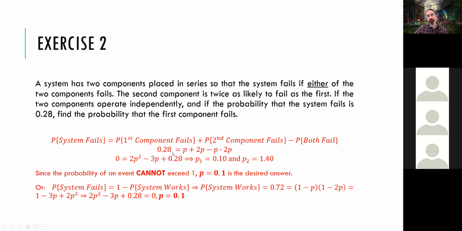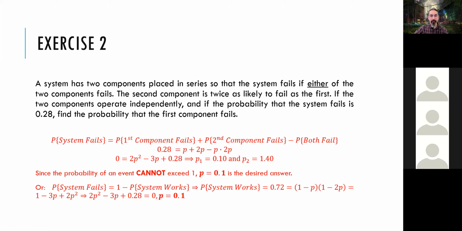So we can just calculate the P values here and we get two results, 0.1 and 1.4. 1.4 is greater than 1, so it cannot be an answer. So P should be 0.1. Now this is one way. Another way is that we can just go from the other route, let's say.